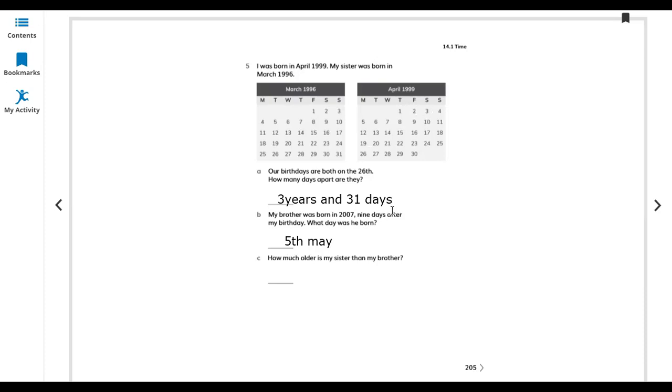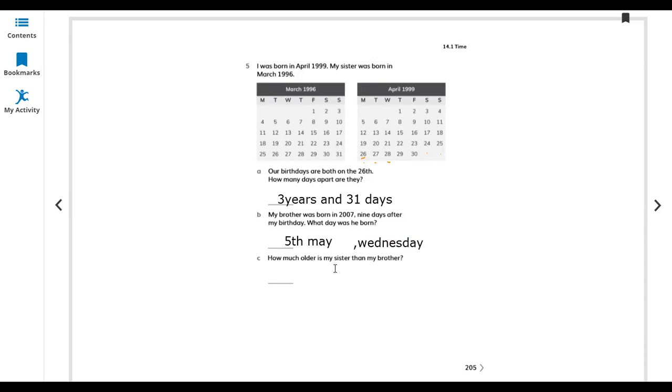If you want to write the day, then you can write it obviously. This 26th, the day was Monday. Then 1, 2, 3, 4, 5, 6, 7, 8, 9. So the day was Wednesday. So we can write it. If you want to write the day, it's Wednesday.